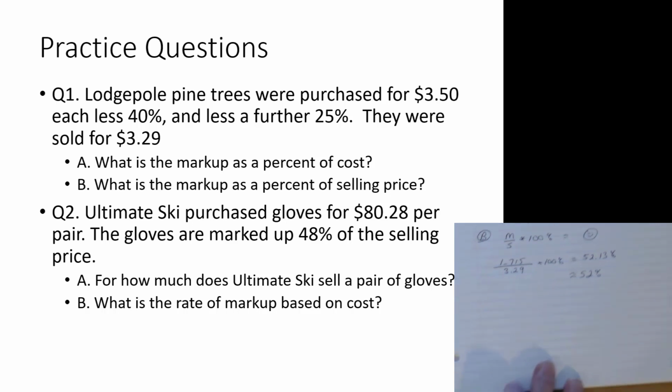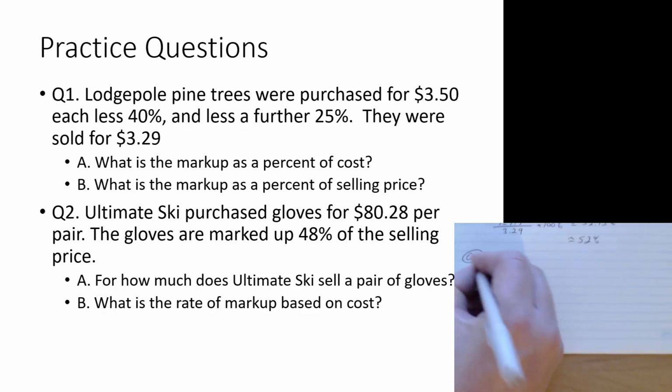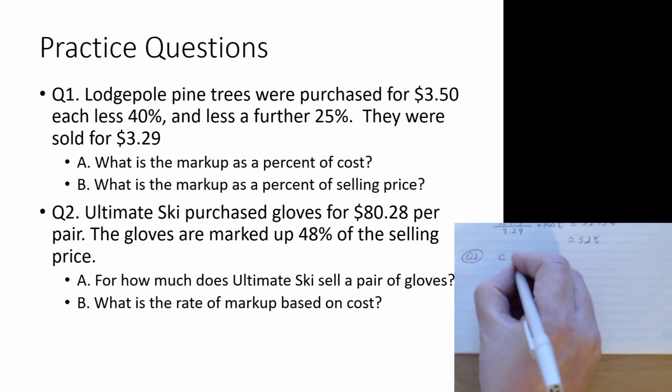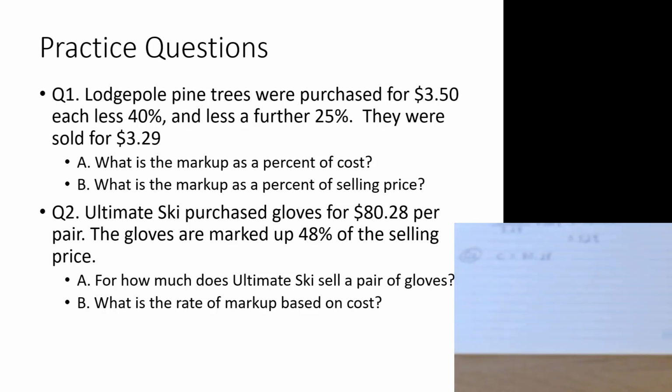All right, let's kind of roll over to question number 2 here. Ultimate Ski purchased gloves for $80.28 per pair. Now, no extra discounts on that. $80.28 is what we paid. So C is 80.28. Okay. Gloves are marked up 48% of the selling price.